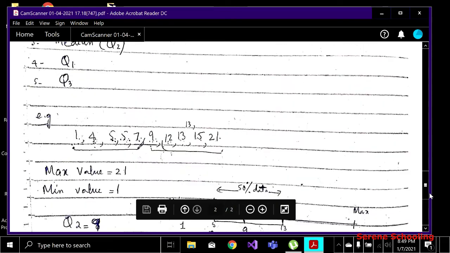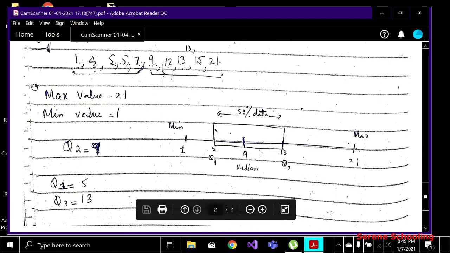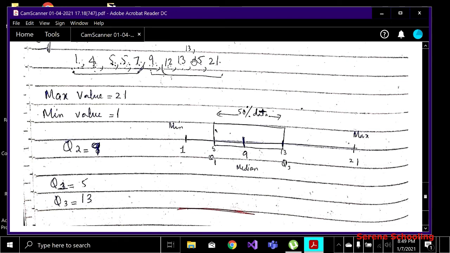So let's go over here. These values are 1, 2, 3, 4, 5, 6, 7, 8, 9, 10, 11 values. It means we're given an odd number of data. From odd data we can easily get our median. We discussed this when we were discussing medians.